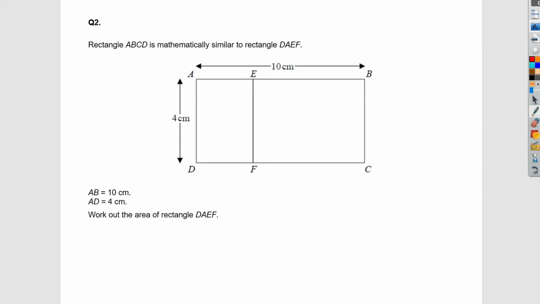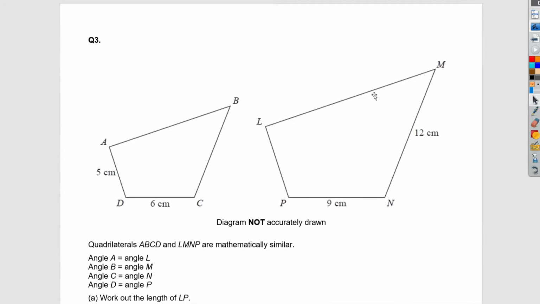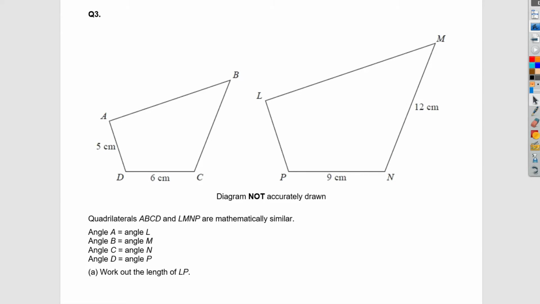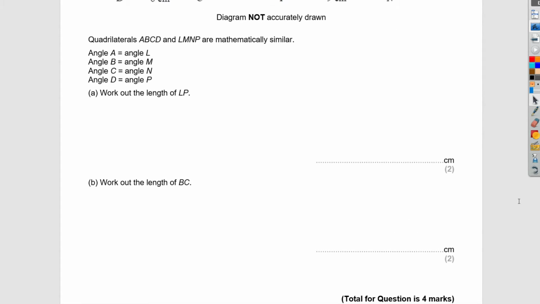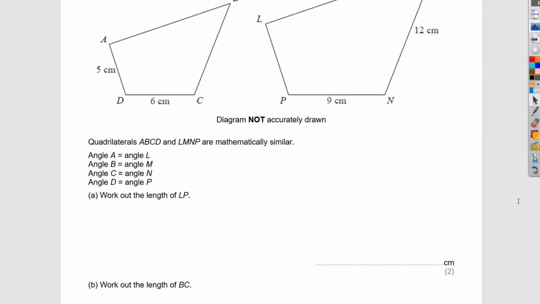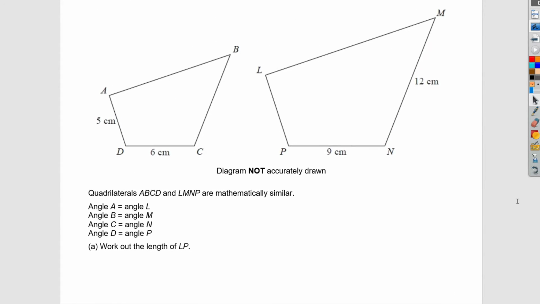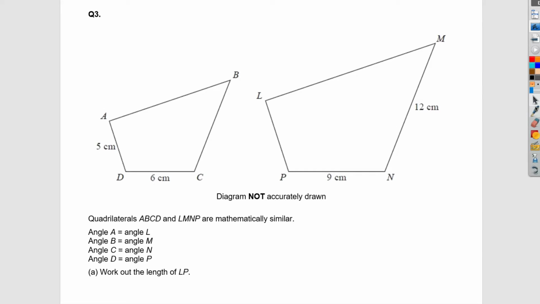Scroll down to question 3. Okay, you got 2 questions here. You got work out the length LP, and the second part, work out the length BC. Okay, so let's just do the first part here. So they'll have a disclaimer saying that these two shapes are not accurately drawn. But they must tell you whether they're similar or not, and in this case it tells you ABCD and LMNP are mathematically similar.